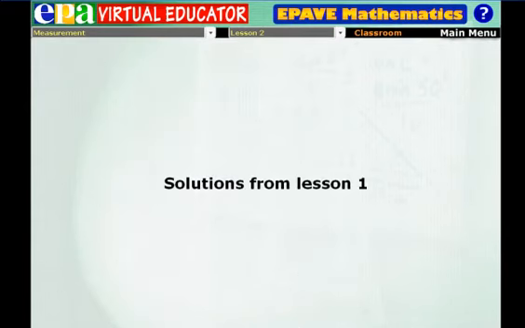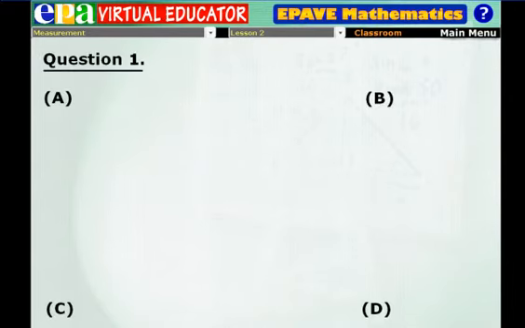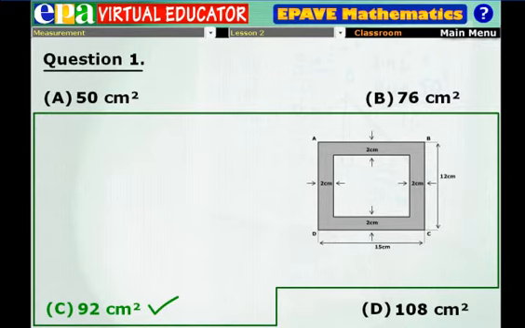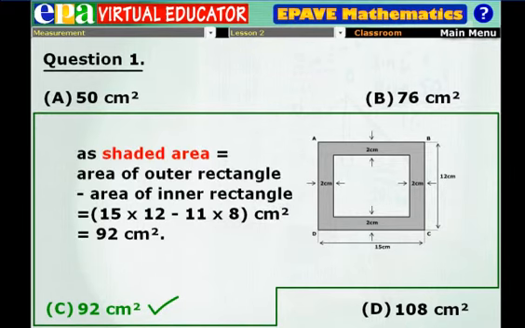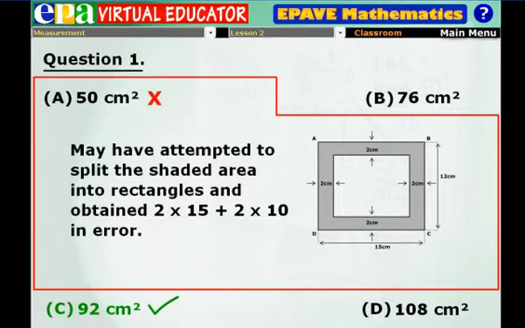Before we begin Lesson 2, these are the responses to the questions from Lesson 1. The correct response to question 1 is C, as the shaded area equals the area of the outer rectangle minus the area of the inner rectangle, which is equal to 15 times 12 minus 11 times 8 centimeters squared, which gives 92 centimeters squared. Answer A may have attempted to split the shaded area into rectangles and obtained 2 times 15 plus 2 times 10 in error.